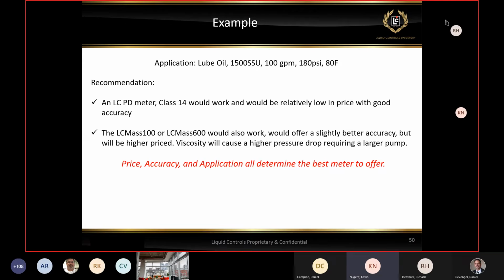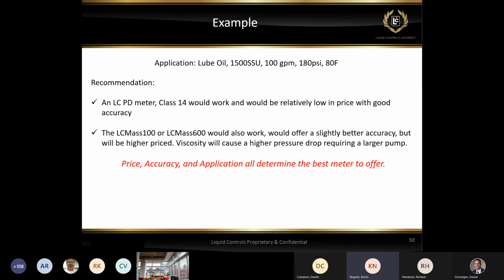With every application that we look at, we're going to always look at the application details to determine the best accuracy available and the price comparatively, and what's best going to meet the customer's requirements. And we'll work together on that.